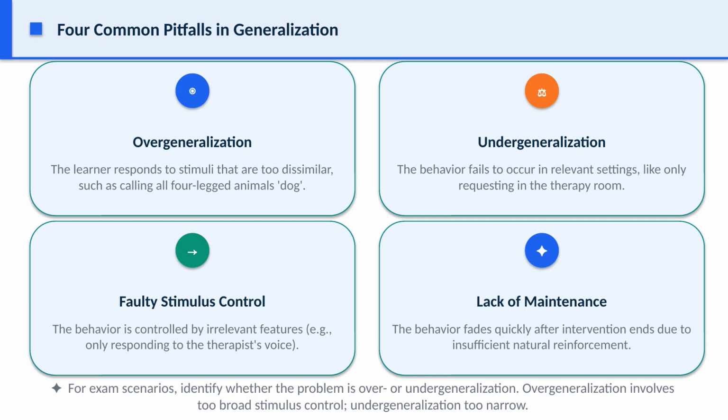On the exam, you'll need to identify these pitfalls in scenarios and know how to program for generalization by using multiple exemplars, teaching across settings, and thinning reinforcement to promote maintenance. Understanding these errors helps you design interventions that produce durable, generalized behavior change.